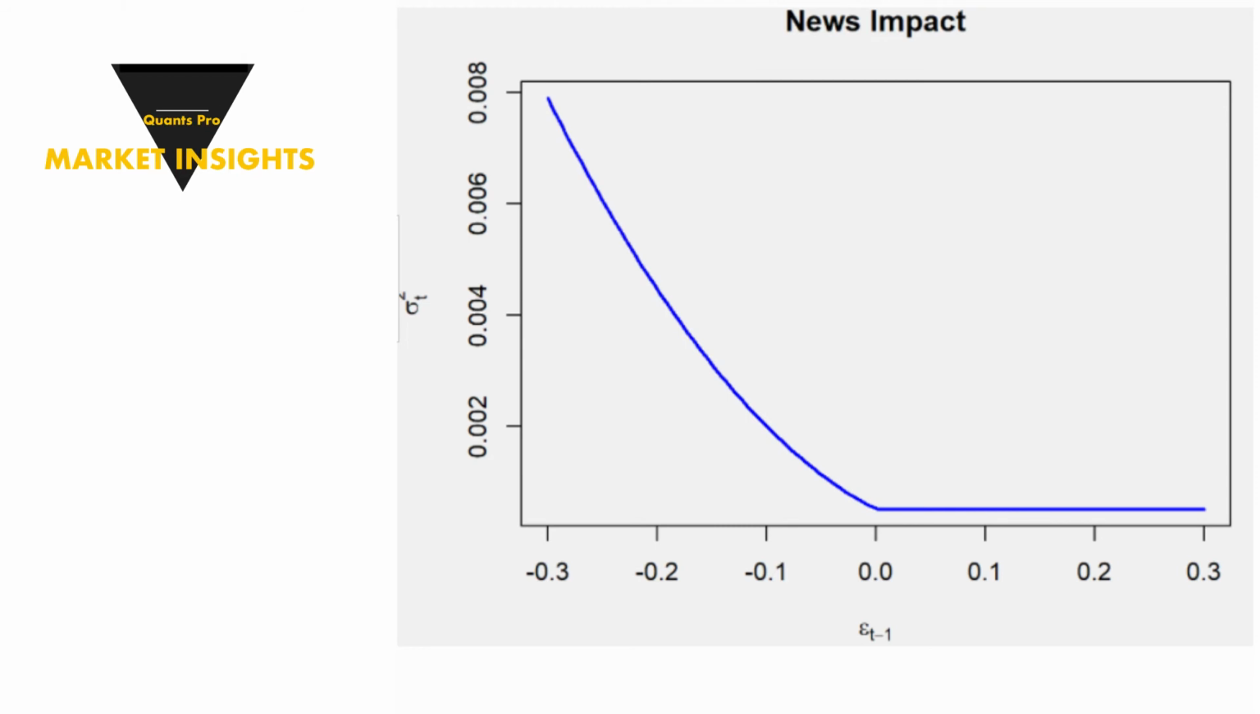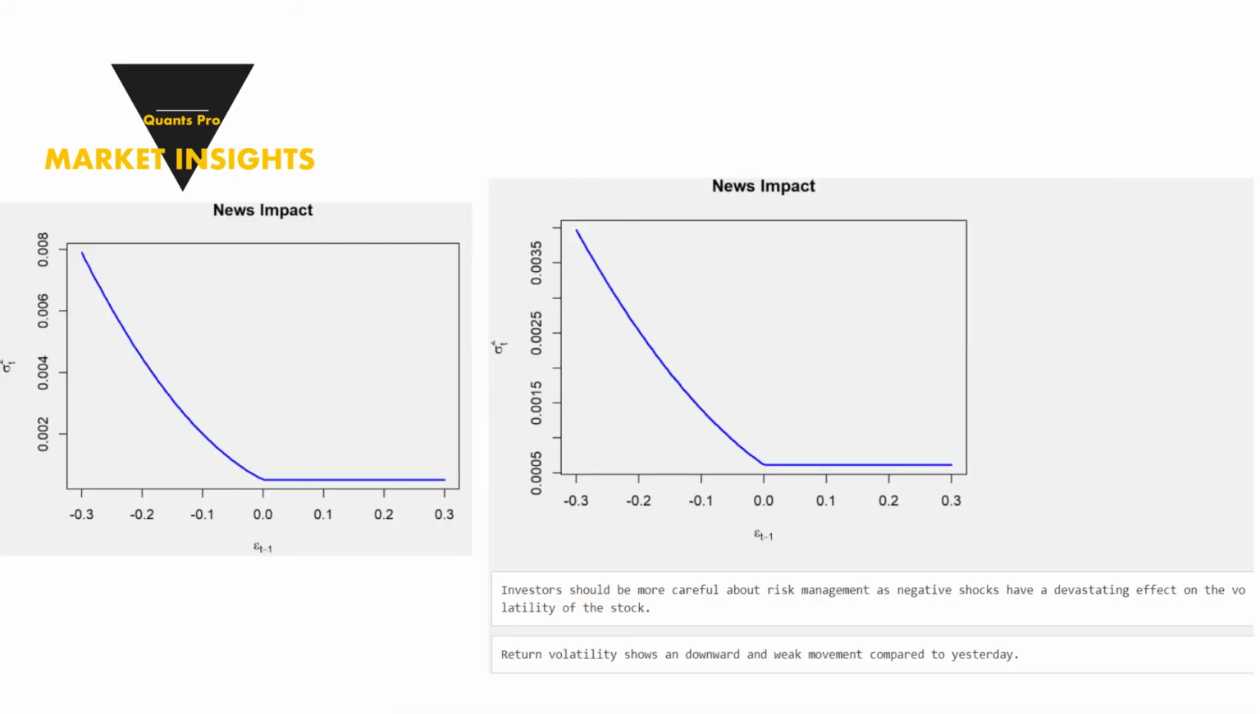Comparison: let's examine the current state of the news effect versus last week. When the two charts are examined carefully, it is easily understood that the news effect for the share stays the same as last week. In addition, the effect of negative shocks on stock volatility is relatively higher.